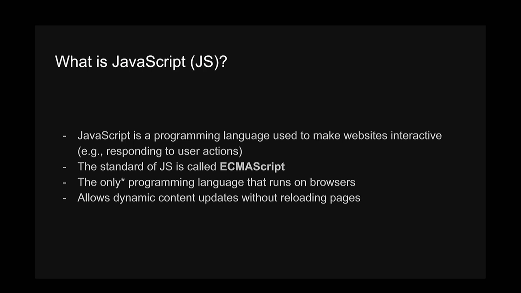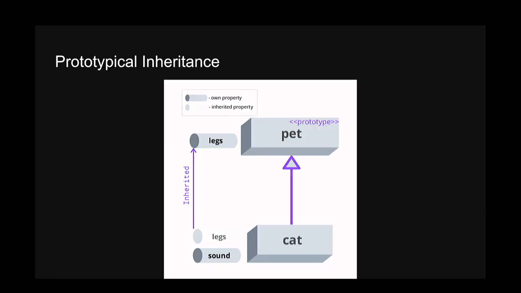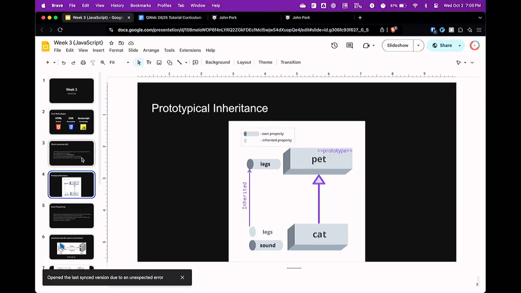It allows for dynamic content updates without reloading pages, and I think JavaScript is the most popular language in the world, if I'm not mistaken, according to Stack Overflow surveys. So it's very much an in-demand language. Okay, I'm not going to get into that just yet.